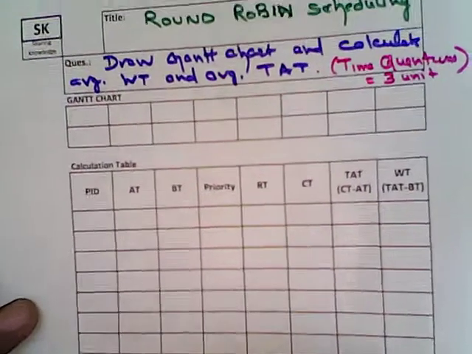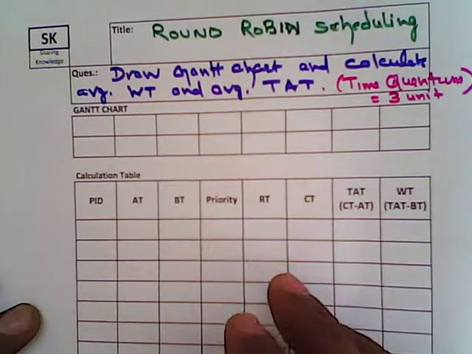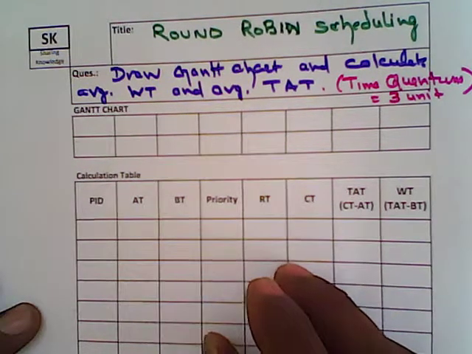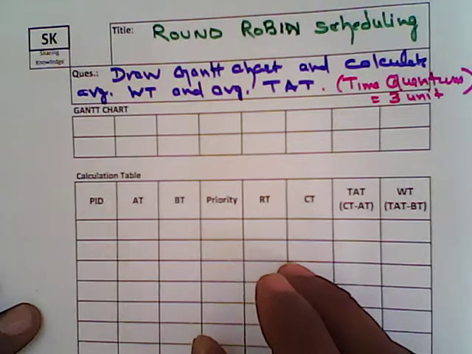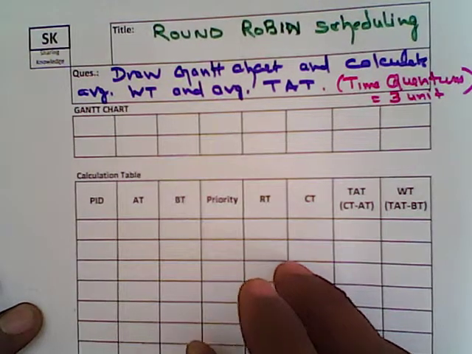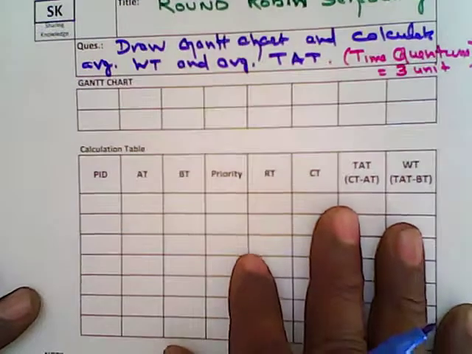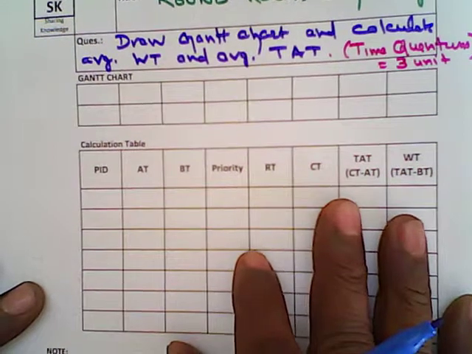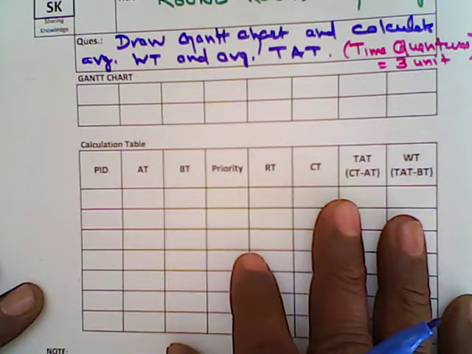Dear student, today I am going to discuss a very important topic: the round robin scheduling algorithm. This scheduling algorithm is very important from the university perspective, and it is covered in almost all universities' question papers.